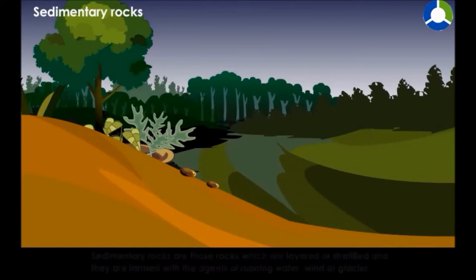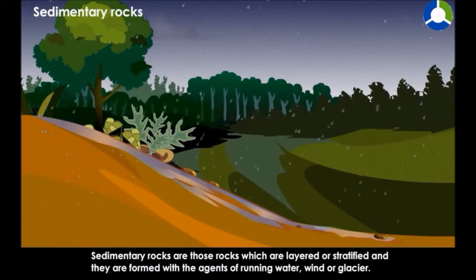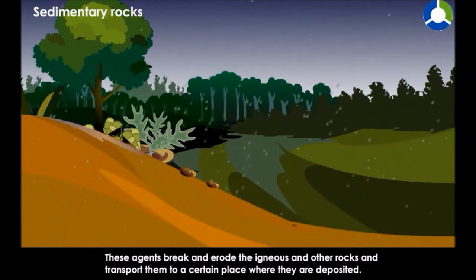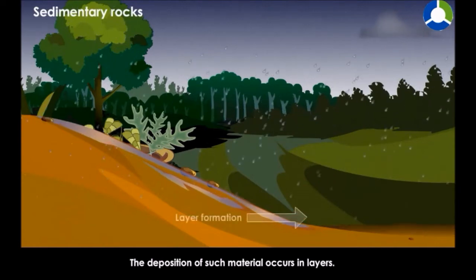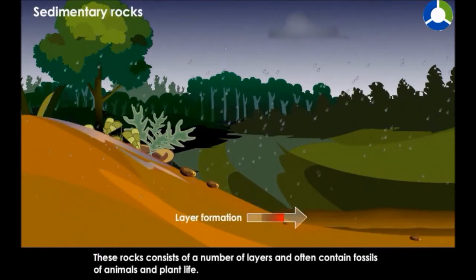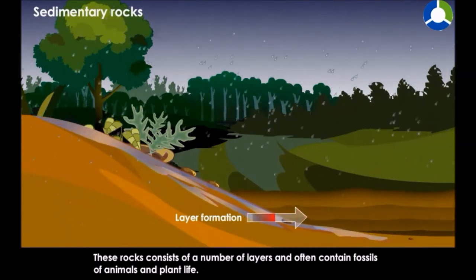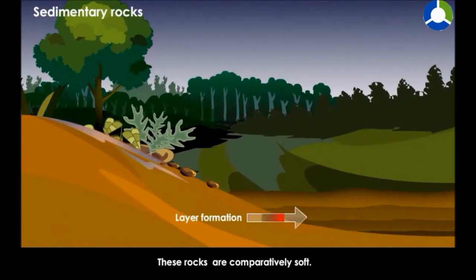Sedimentary rocks. Sedimentary rocks are those rocks which are layered or stratified, and they are formed with the agents of running water, wind or glacier. These agents break and erode the igneous and other rocks and transport them to a certain place where they are deposited. The deposition of such material occurs in layers. These rocks consist of a number of layers and often contain fossils of animals and plant life. These rocks are comparatively soft.